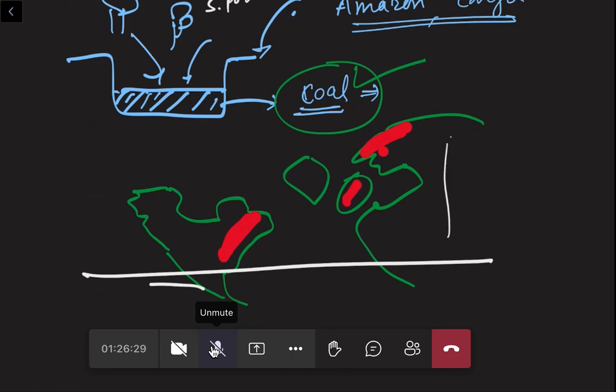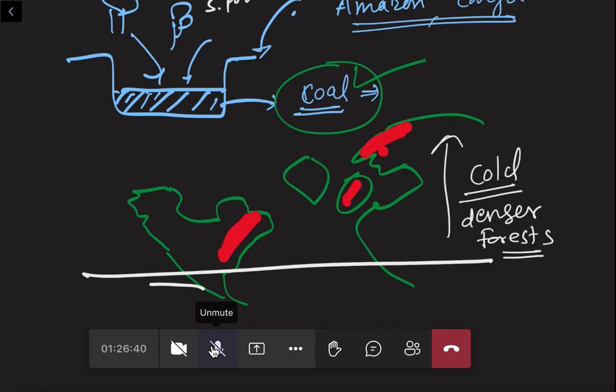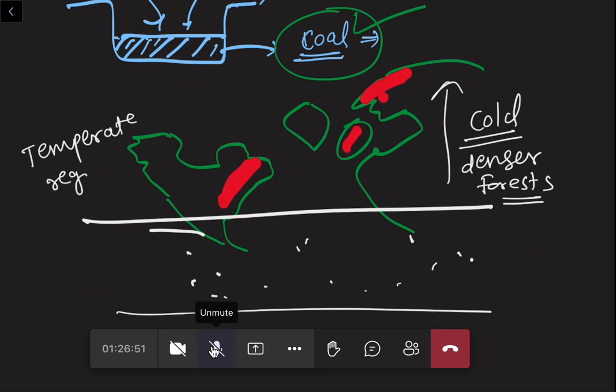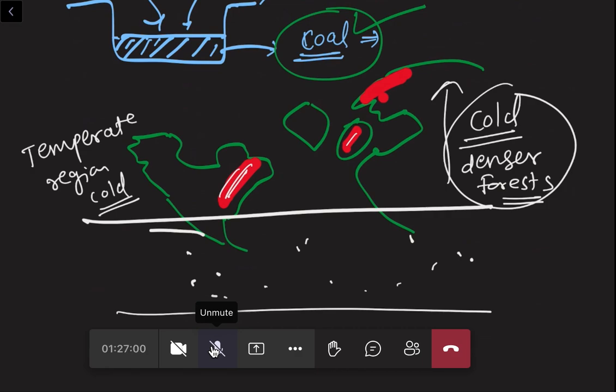Because this region is a very cold region, and in a cold region, you don't find dense forests. These forests are only in the tropical region. But now the coal is formed in the temperate region. We understood this temperate region earlier, right? So the temperate region is a cold region. So how can this dense forest be in this region, and then this dense forest turned into this coal?